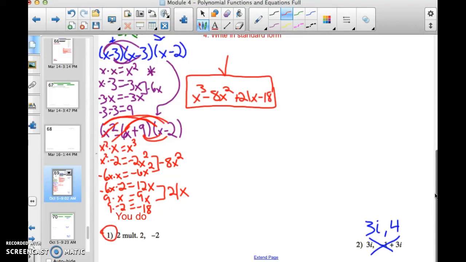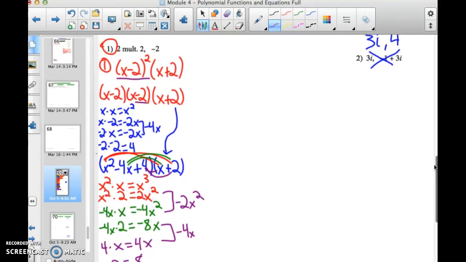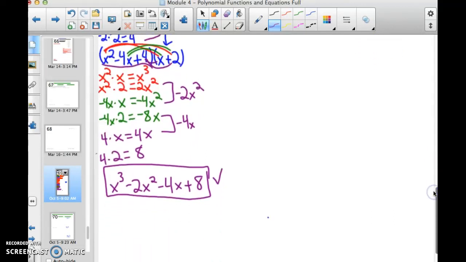All right? You should have paused the video and tried your example of number 1 down here. You had 2 with multiplicity of 2 and then negative 2 as a solution. 2 with multiplicity of 2 should be written in factor form as x minus 2 squared, and then negative 2 as a root should be written as x plus 2. I expanded to begin with my x minus 2's right here, and then I did this multiplication, the x minus 2 times x minus 2, right here. That gave me this trinomial, and then I dropped down the x plus 2.